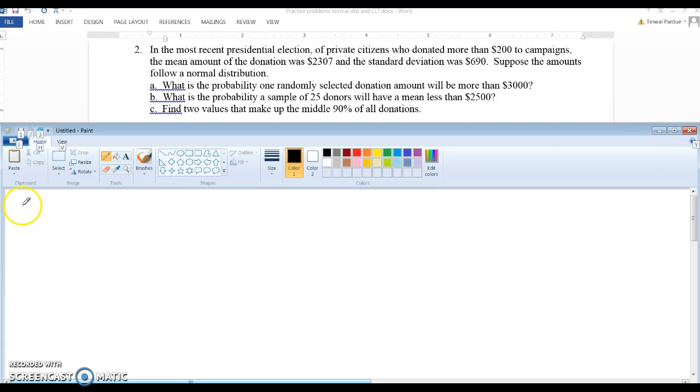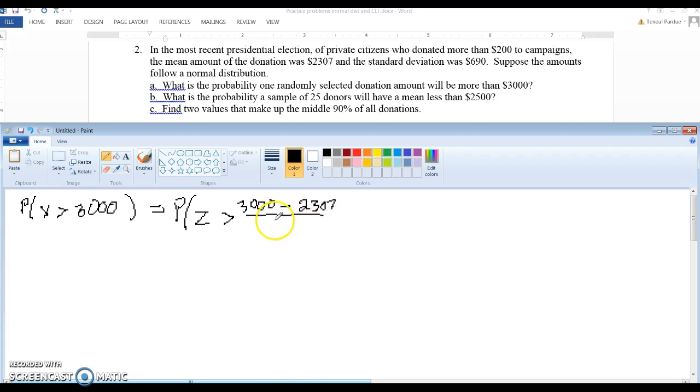In part A, it says, what is the probability that one randomly selected amount, so that's going to be X, will be more than 3,000? So now we need to convert from X to Z. And to do that, we take 3,000 minus the mean, which in this problem is 2307, and we divide that by the standard deviation, which they say is 690.